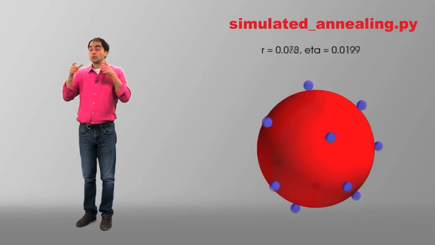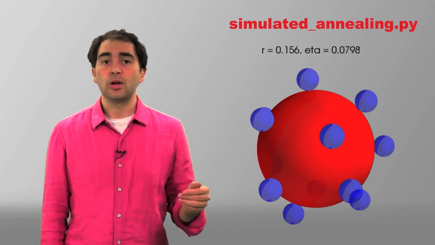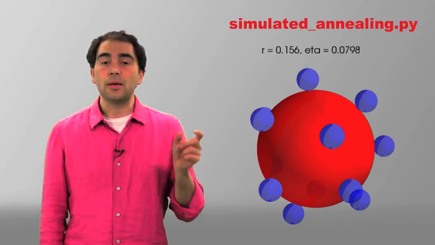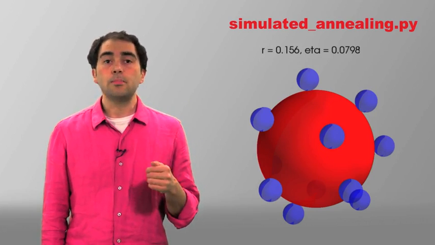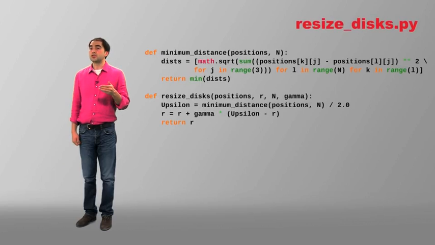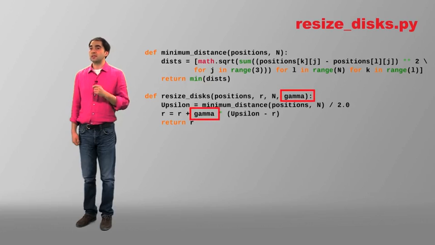This suggests that we should slightly swell the disks at certain times during the simulation by a percentage gamma of the maximal increase that would keep the configuration legal. In Python, this is done in the function resize_disks.py that is shown here, where we can set the percentage gamma of the maximal increase that we wish to use.